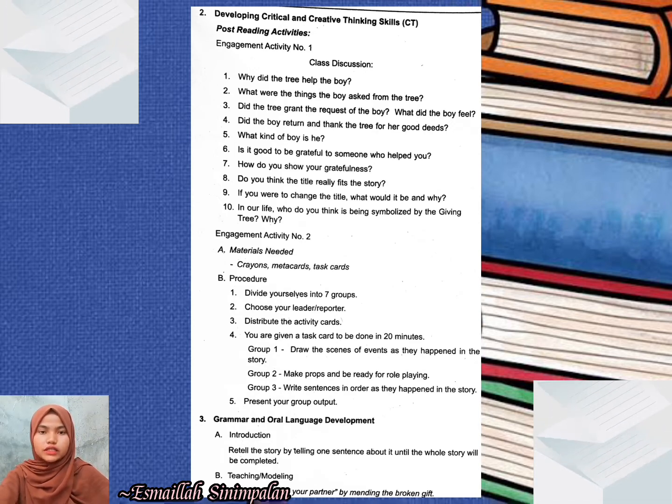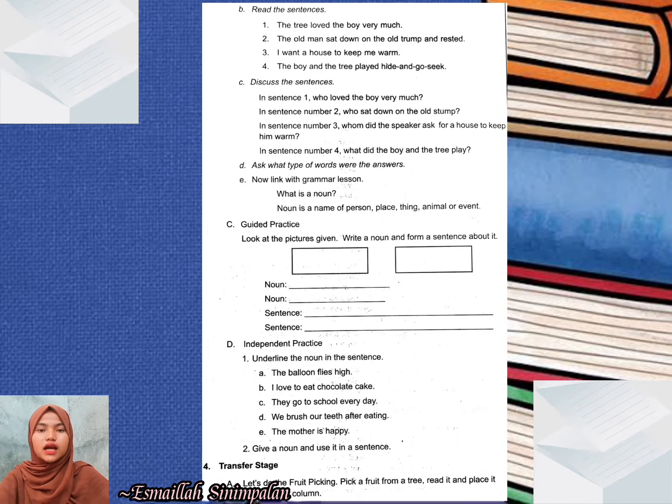Number 2. Developing critical and creative thinking skills. Post-reading activities. For the engagement activity number 1, which is the class discussion, throw questions to your students to measure if they really understand the content of the story. For the number 3, grammar and oral language development. For introduction, tell the story by telling one sentence about it until the whole story will be complete. For teaching and modeling, allow your students to read and discuss the given sentences.